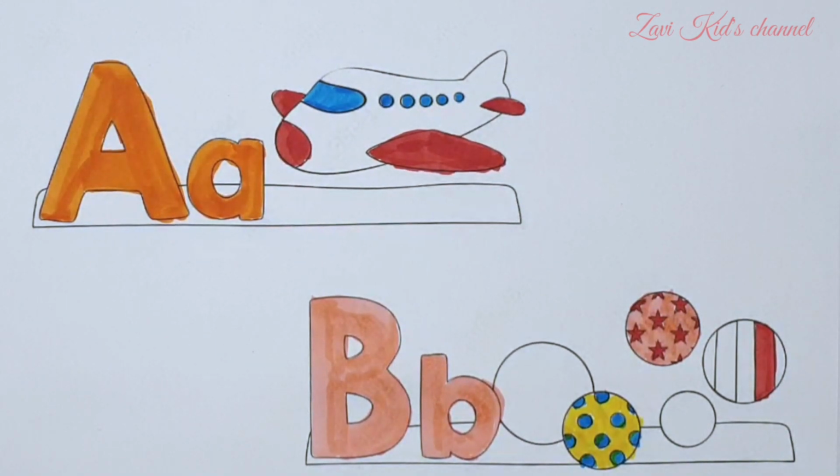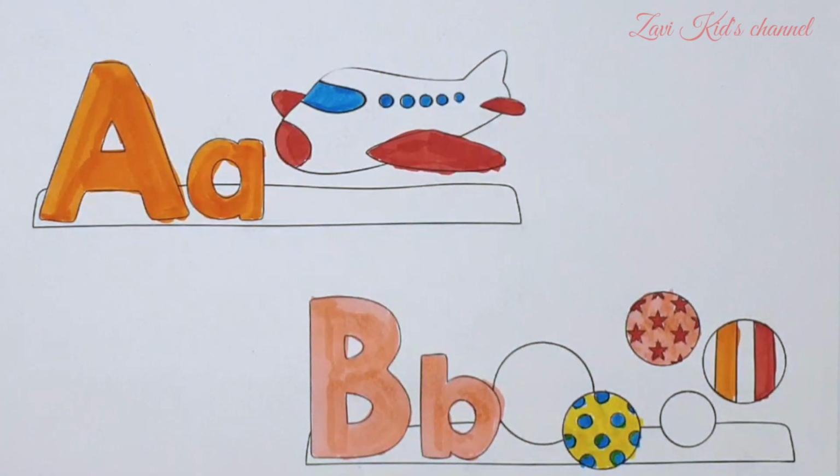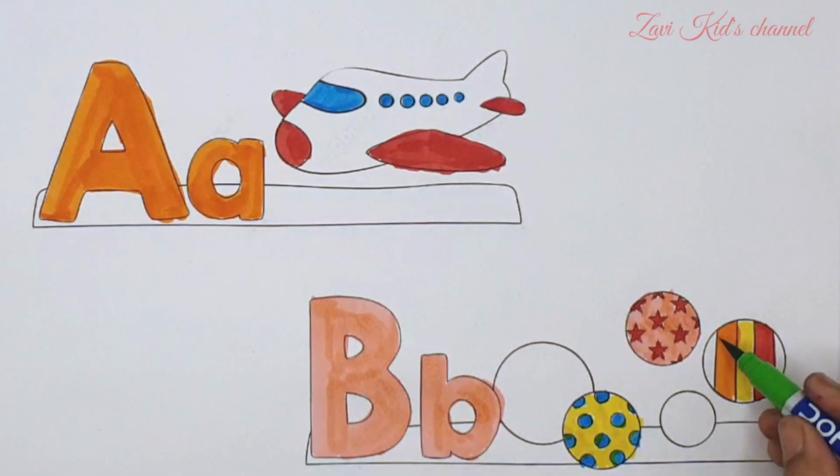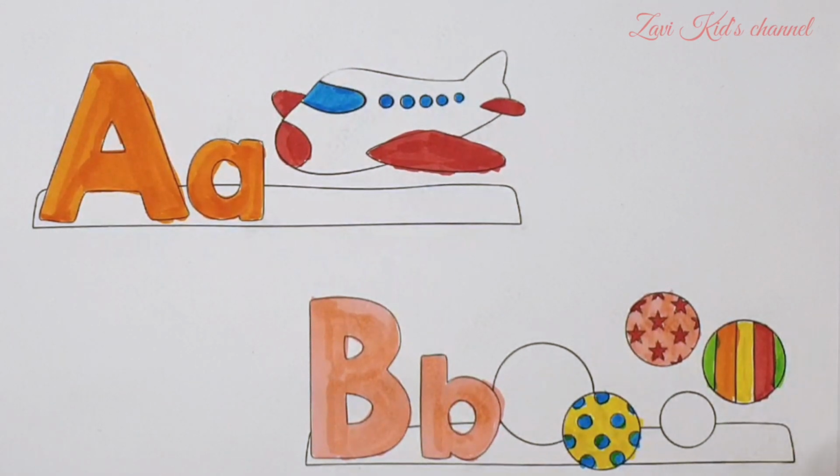Now we color the another ball. Orange color. Yellow color. Green color. Now we have completed our 3 balls.